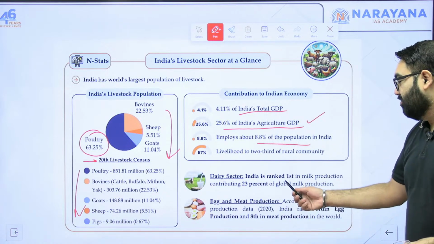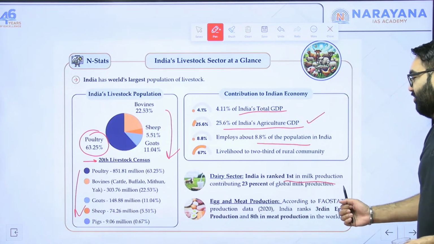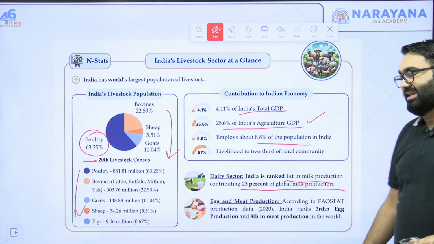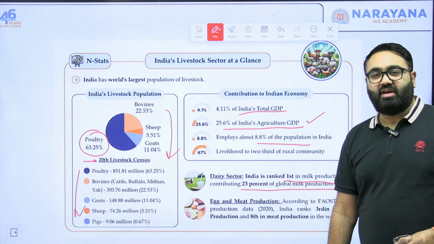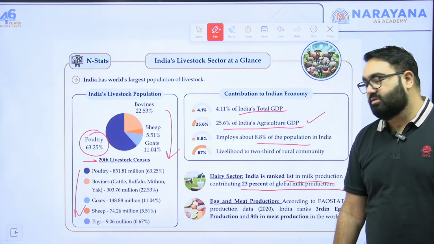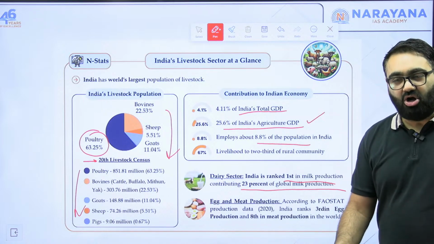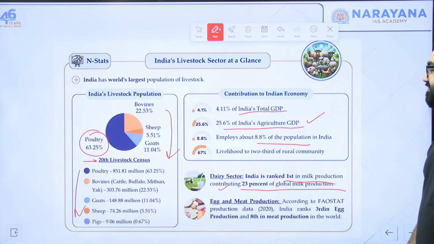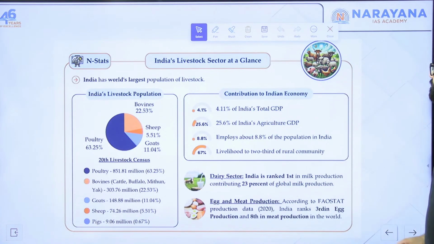In the dairy sector also, India enjoys the leading position in milk production. About 23% of global milk production is in India, but we have such high demand that it is just barely enough for us. It is because of the white revolution led by Amul that our milk production increased significantly in the country.